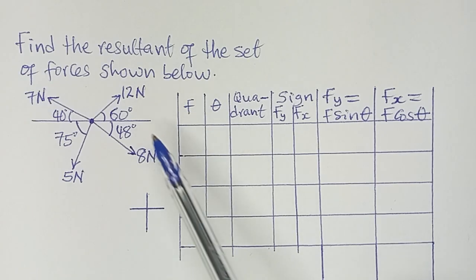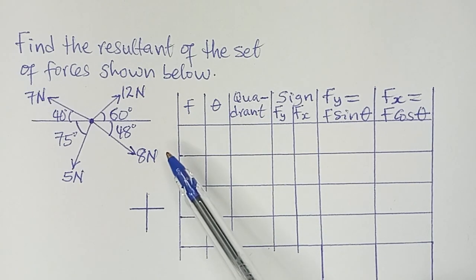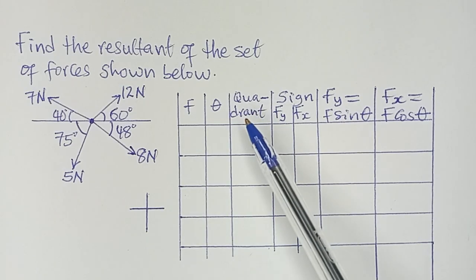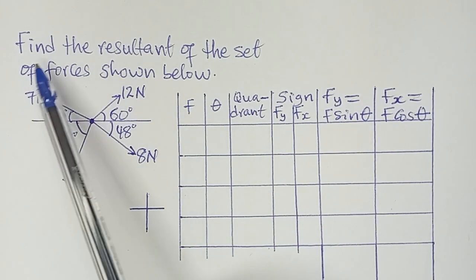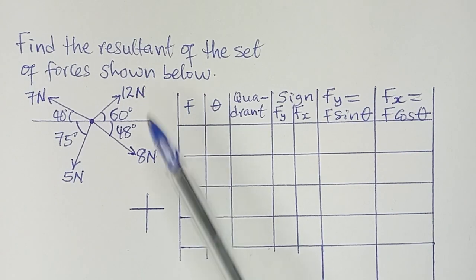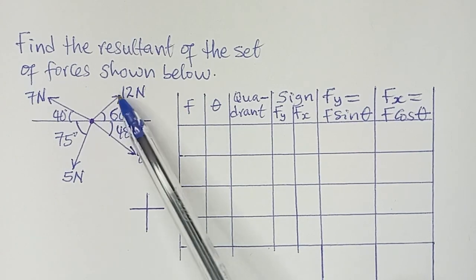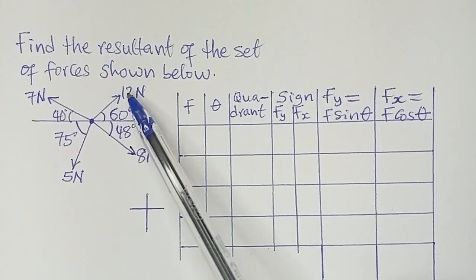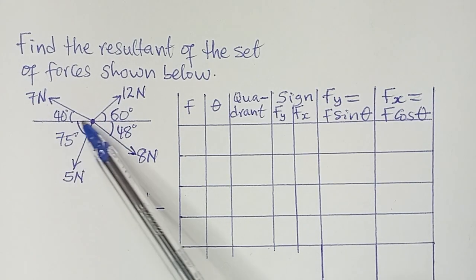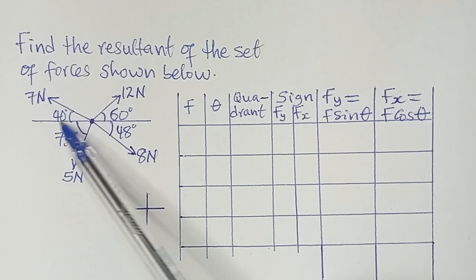Now, I have a question here under vectors, resultant of forces. The question says, find the resultant of the set of forces shown below. We have four forces here, acting at angles to this horizontal level. This is the horizontal level.